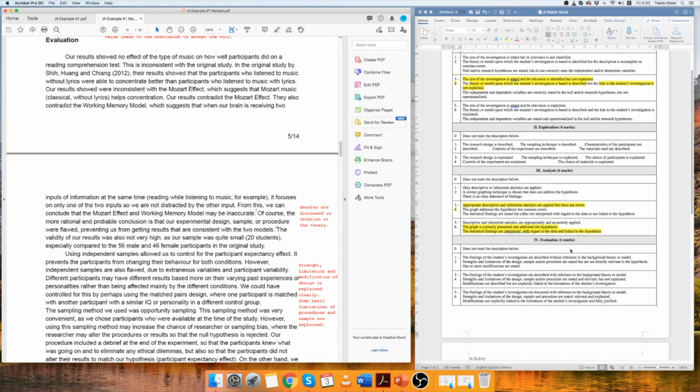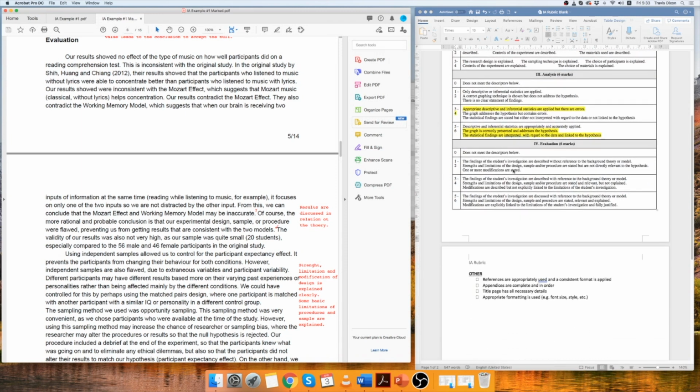Evaluation, how to mark the evaluation. So the first thing I'm looking for is this first criterion. The findings of the student's investigation are discussed with reference to their background theory or model. So what most students do is they summarize the results and they talk about the original study. What I'm looking for is an explanation of the results using the background theory or model that they've done.